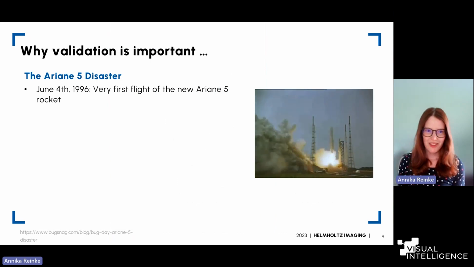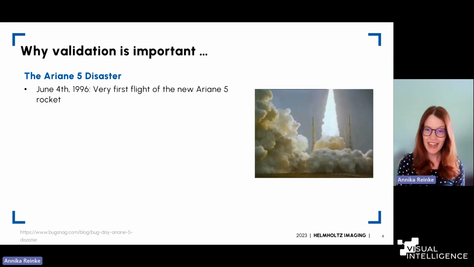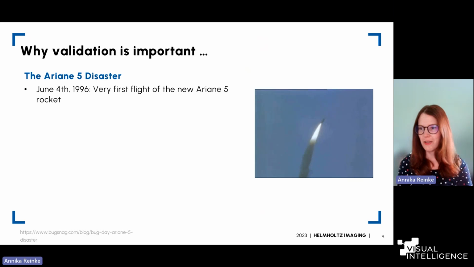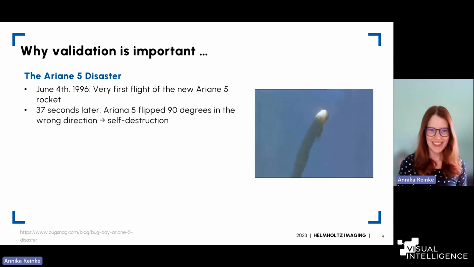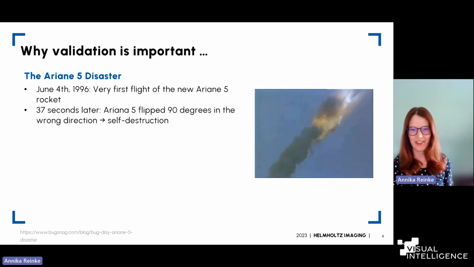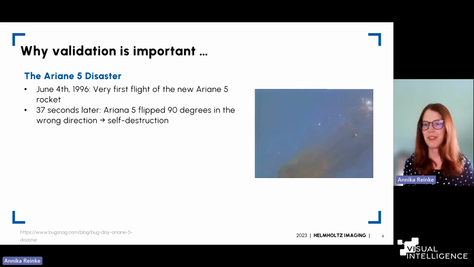And perhaps you know this example. It was about a rocket called Ariane 5. And in 1996, there was the very first flight. And as you see in this video over here, after a few seconds, this rocket suddenly flipped 90 degrees in the wrong direction and exploded. This is, of course, very unfortunate, but what happened here?